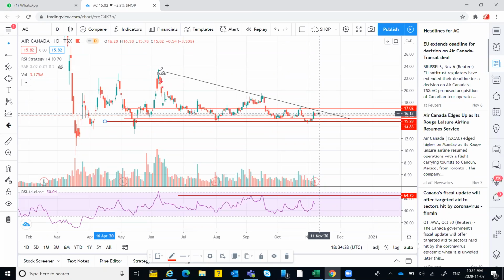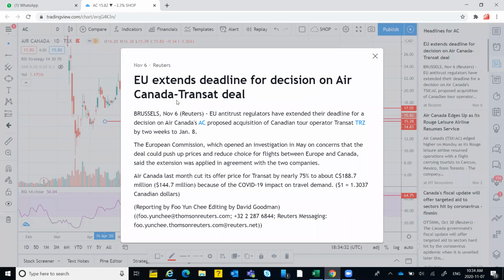And what we heard on the news, is there any recent news here? November 6th, let's talk about that. EU extends deadline for decision on Air Canada transit deal. Previously, there was news that Air Canada has launched a program where they will do COVID testing for passengers arriving in Canada, and if they test negative, they don't have to do the 14 days quarantine period. This triggered a positive impact on the stock price, and the stock started going up.